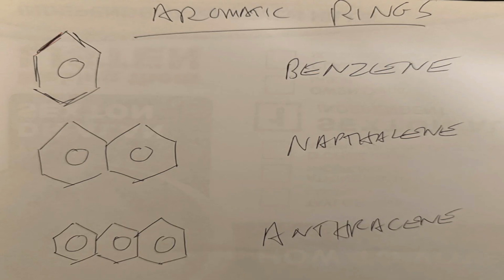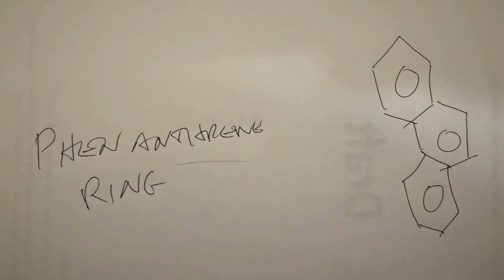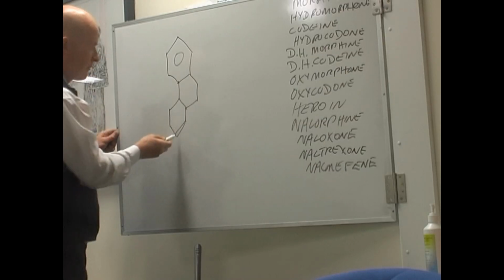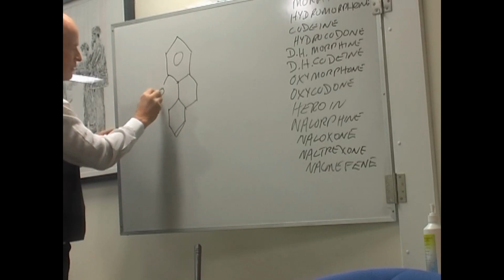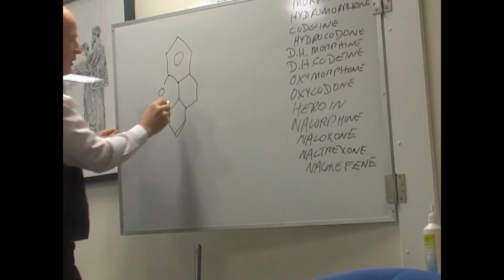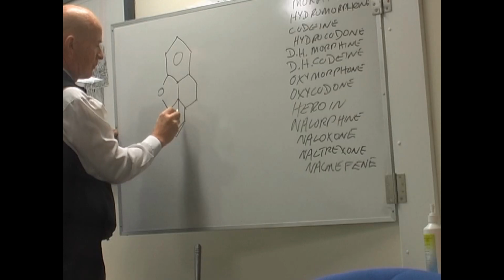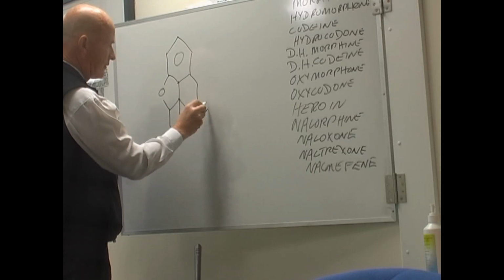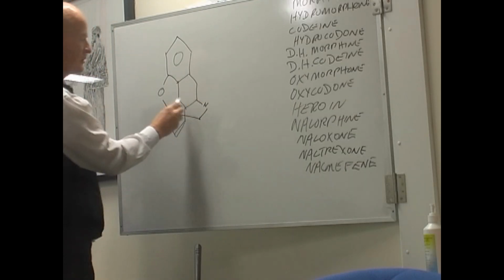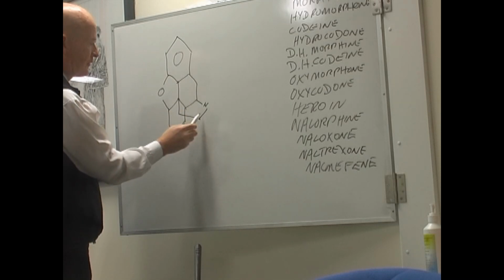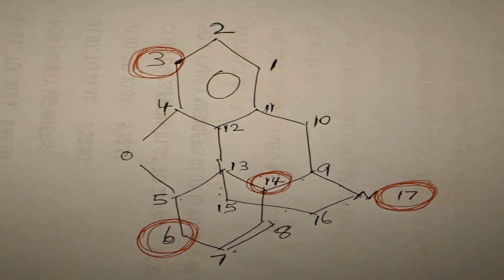Firstly, these drugs are all based on the basic phenanthrene ring, which is aromatic at the top, and then 3 other rings that have all lost their double bonds except for one position at the bottom. This has an oxygen cross bond, and then at right angles to this position we have a piperidine ring, so a 6-sided ring, 1, 2, 3, 4, 5, 6, with a nitrogen. So this is a basic ring structure.